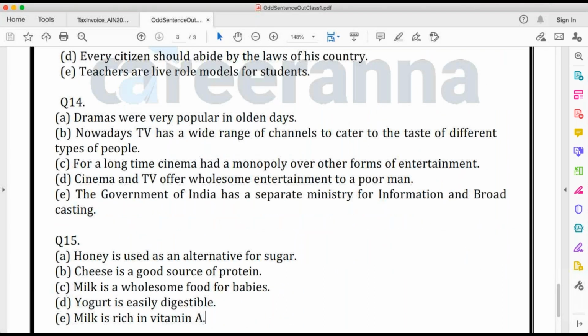Last sentence of the day. And what is the difference? Why is A the correct answer? Correct answer is A. And yes, one is talking about honey, all others are milk-made products.